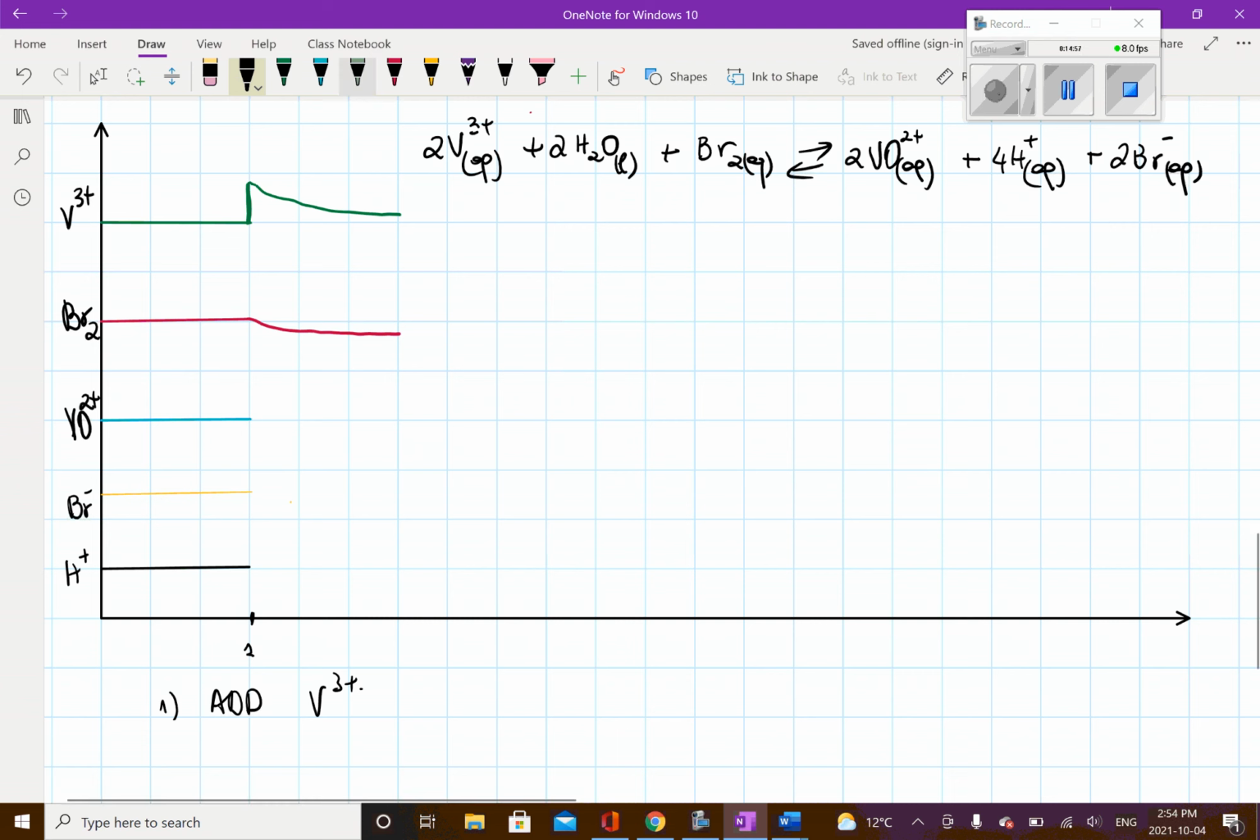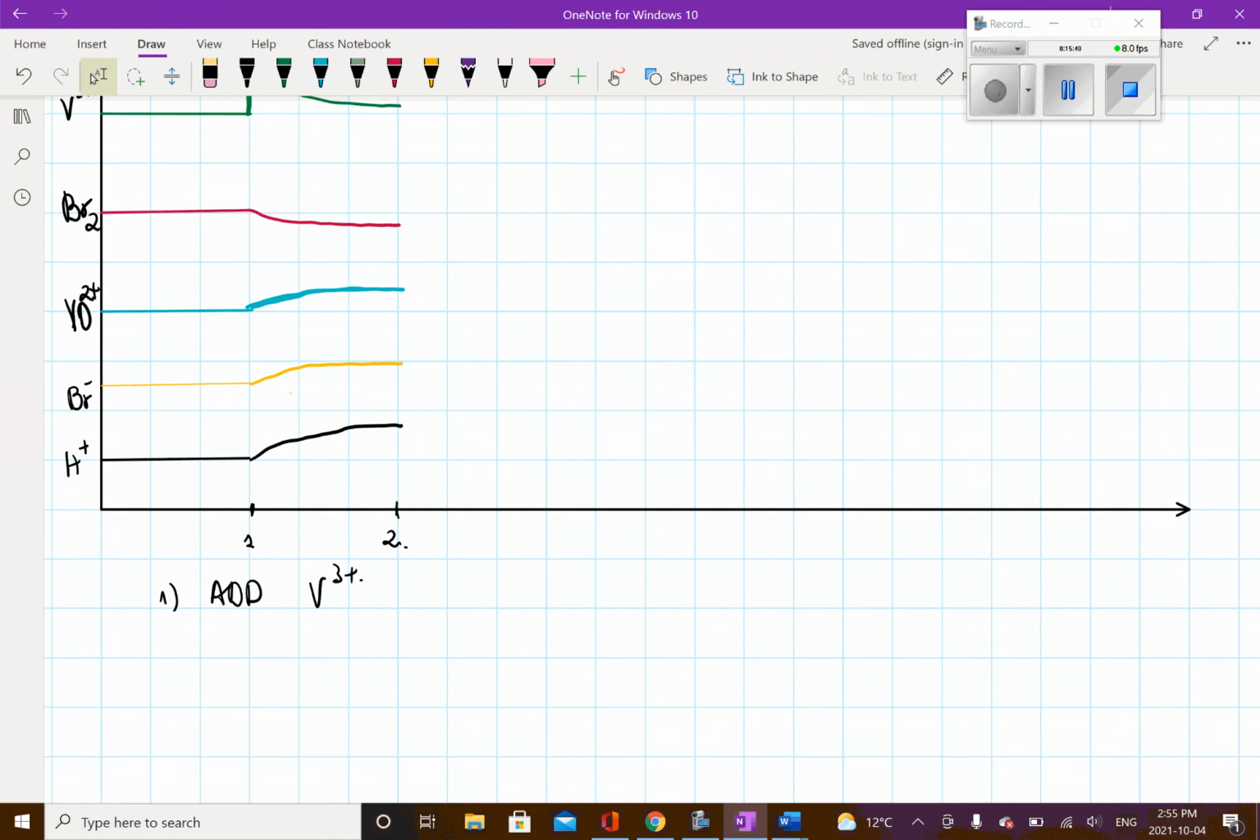Now, since those two are going down, then VO2 plus will go up until it reaches the equilibrium, and bromide will go slightly up as well, and hydrogen protons will go up, but a bit more because it has a coefficient of 4. And this will be when it is reaching the equilibrium.